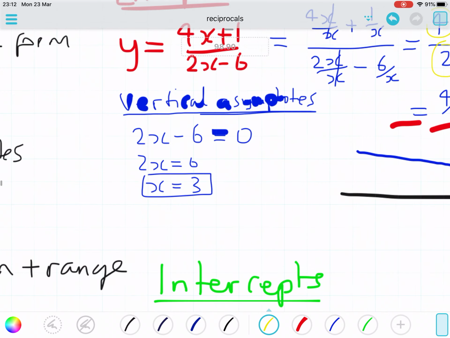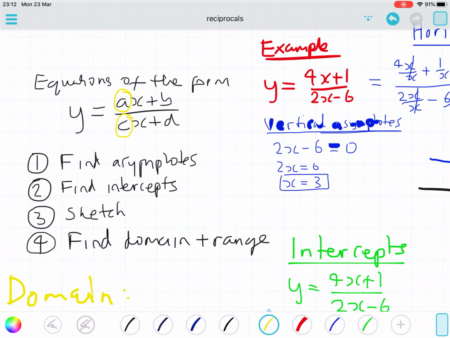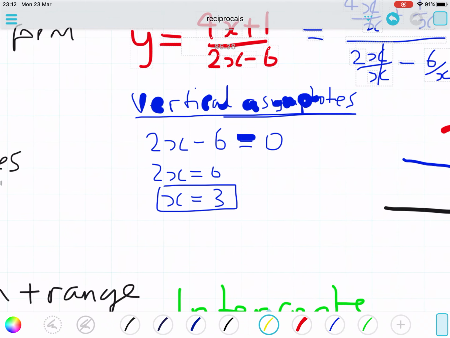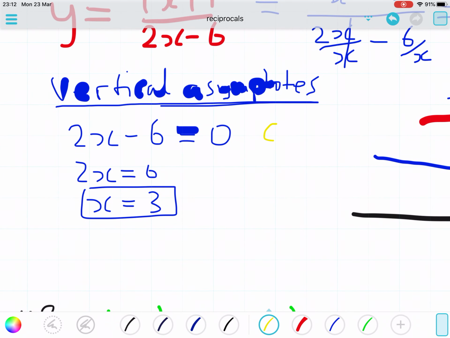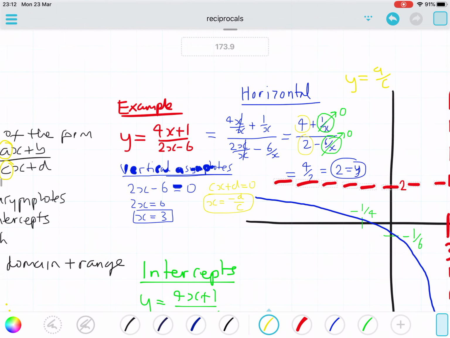And let's look at the vertical asymptote. We got 3, and we got that by rearranging the bottom of the equation. In general, you can see, from this general form, it would have been from rearranging cx plus d equals 0, and taking d across, dividing by the c, you would have got x equals negative d over c. So in general, that will always work for finding the asymptotes.